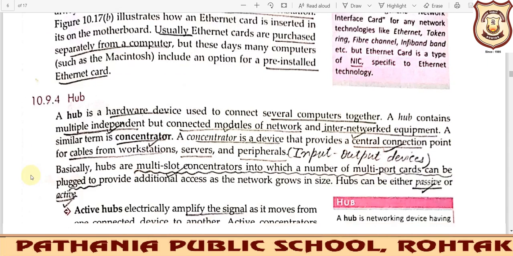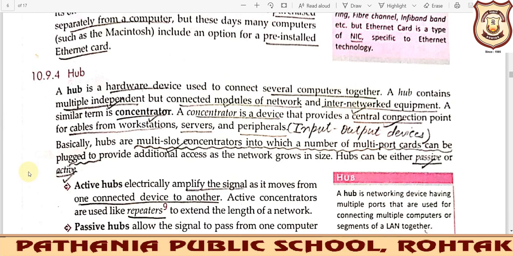Fine. Next is hub. So what is a hub? A hub is another network device that is basically required to connect several computers together. A hub basically contains multiple independent computers that are connected together with the help of a device known as a concentrator. A concentrator is a device that is required to connect various computers, servers and peripherals, that is input and output devices, together.